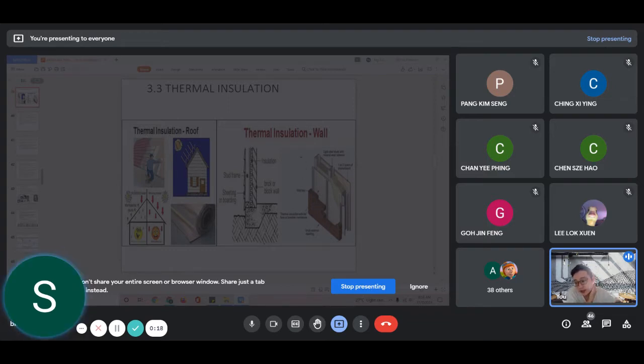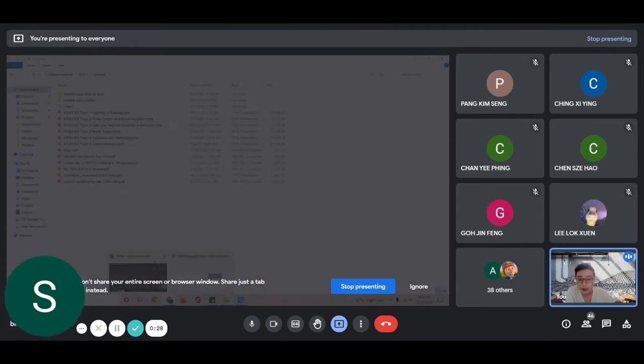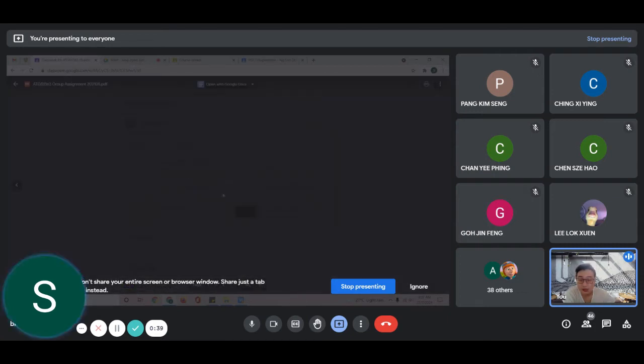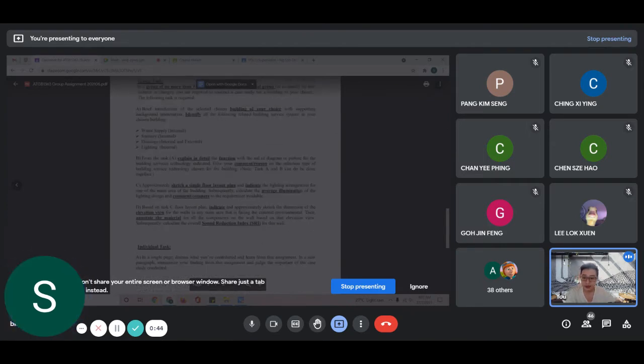Since you guys haven't taken, not sure if you guys got the subject regarding drawing or not, and since the assignment also mentioned a bit regarding drawing, let me just quickly pop it up. Where's the assignment? Yeah, here. So in your assignment, here, this one is the topic two.